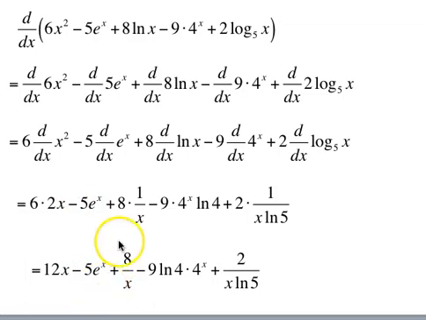5e to the x doesn't change. 8 times 1 over x is 8 over x. 9 times log 4 times 4 to the x. Make that look a little cleaner. 2 over 1 times 1 over x log 5 is 2 over x log 5. And that will conclude this lesson.